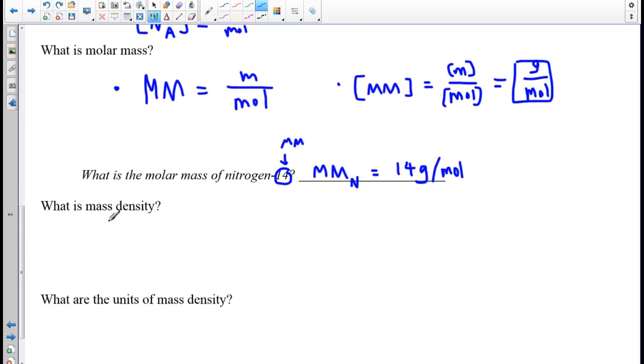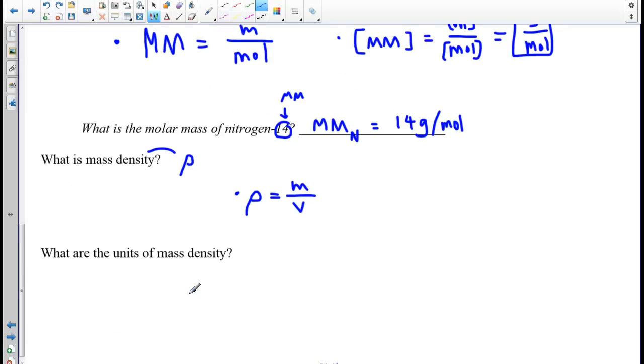There's another concept, mass density. Mass density gets the variable rho. It looks kind of like a P. It's a Greek letter. And the equation, the density, is the mass per unit volume.